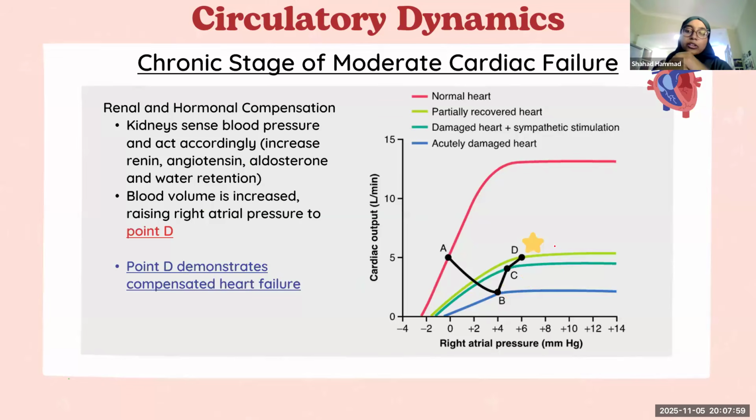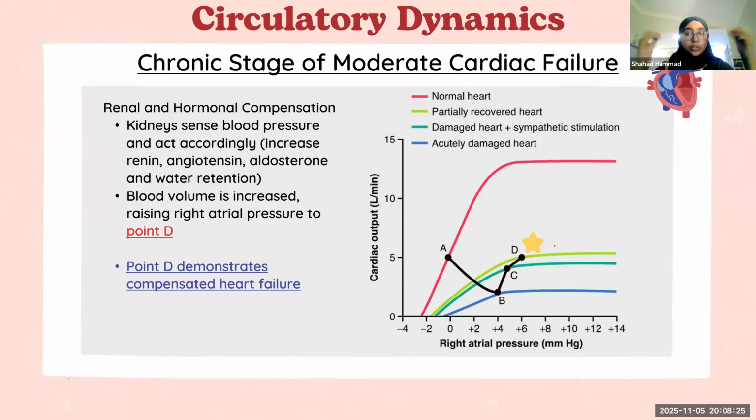So we have another kind of reflex that works, which is the kidneys and the hormones from the kidneys and everywhere else. What this does is that the kidneys will have a huge effect on the blood pressure. You guys might know that the heart and the kidneys both work together to control or regulate the blood pressure. The kidneys will sense this decrease in blood pressure because the heart is not pumping enough blood out, so there will be decreased blood pressure, and it will act accordingly.